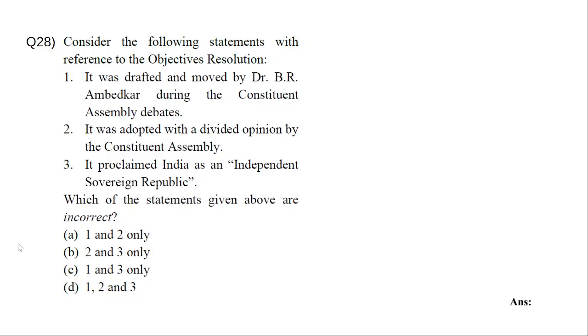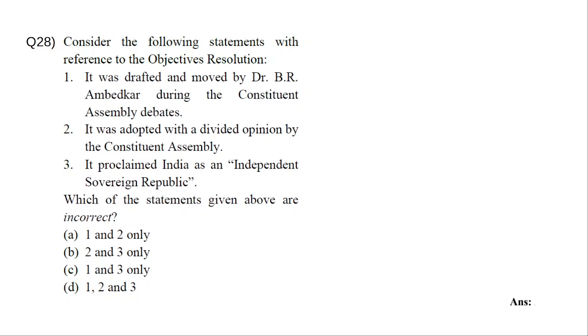So consider the following statements with reference to the Objectives Resolution. It was drafted and moved by Dr. B.R. Ambedkar during the Constituent Assembly debates. So this is outright wrong. I am sure everyone is aware that when you say Objectives Resolution, the first thing that has to come to your mind is Jawaharlal Nehru. It was drafted and moved by Pandit Jawaharlal Nehru. And we have also seen in some of the Preamble questions that the Preamble is based on the Objectives Resolution by Jawaharlal Nehru. We see that question frequently.